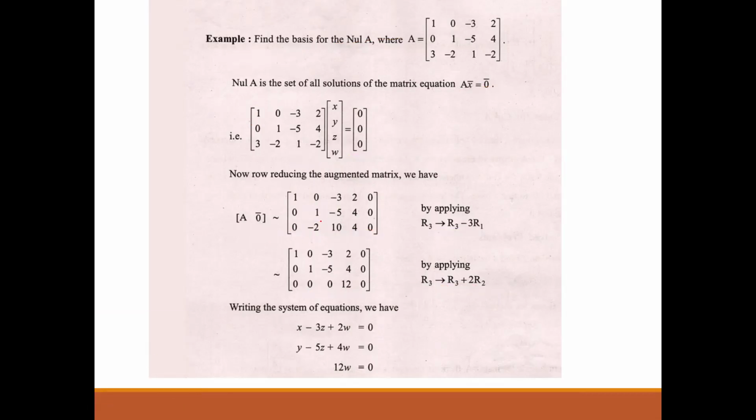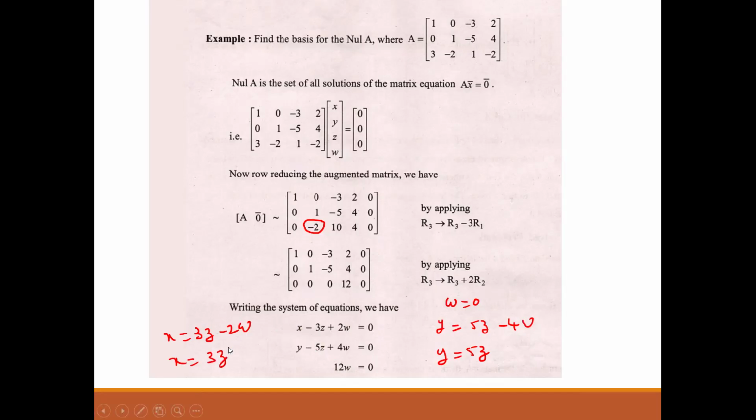So, to make it echelon form, this one I have to make 0. So, multiply with 2 and add it. 2 minus 2, 0. Minus 10 plus 10, 0. 8 plus 4, 12. Okay, now make it into equations. X minus 3z plus 2w is 0. Y minus 5z plus 4w is 0. 12w is 0. 12w is 0 means w is 0. Okay, and y is equal to 5z minus 4w. W is anyhow 0. So y is equal to 5z. Next, x is equal to 3z minus 2w. Anyhow, w is 0. So x is equal to 3z.